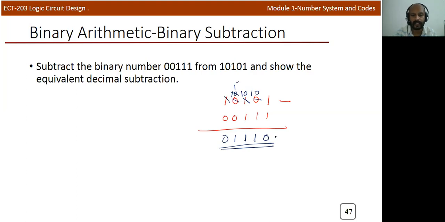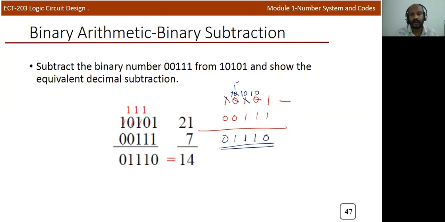Now we can verify the corresponding decimal operation. If you compare this, it becomes 1, 2, 4, 8, 16. So 16 plus 4 is 20, plus 1 is 21. Here it is 4 plus 2 plus 1, 7. At the lower portion, it is 2 plus 4, 8.